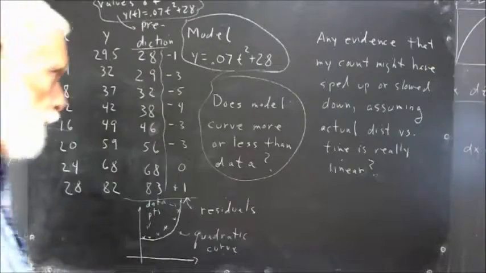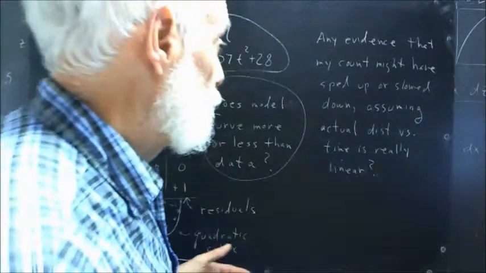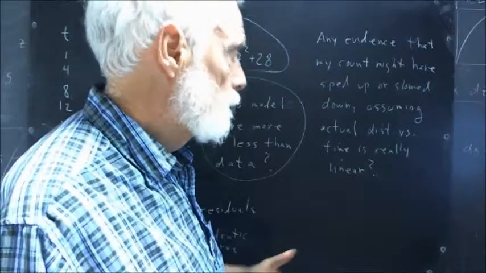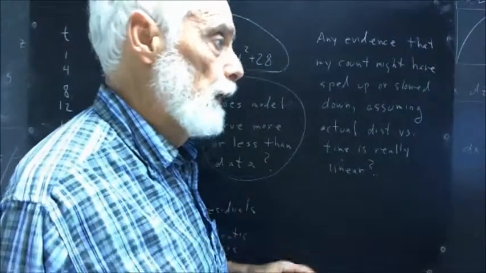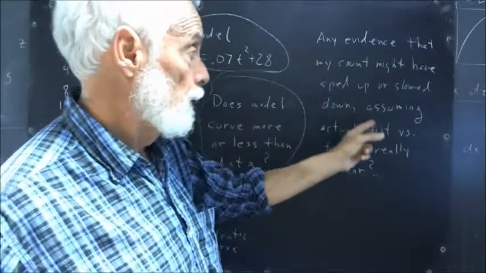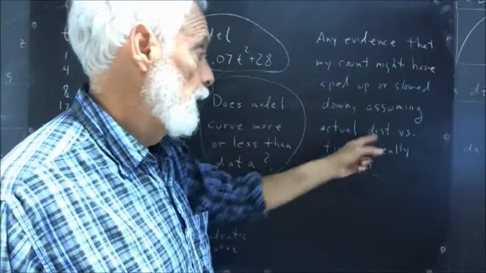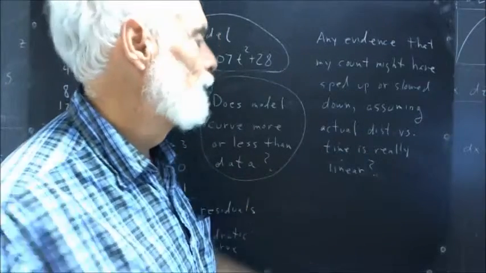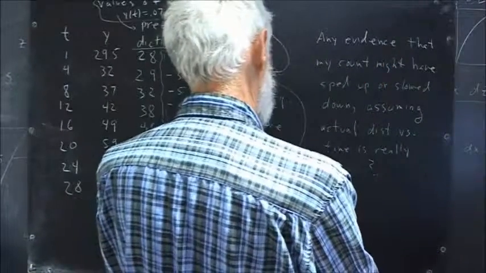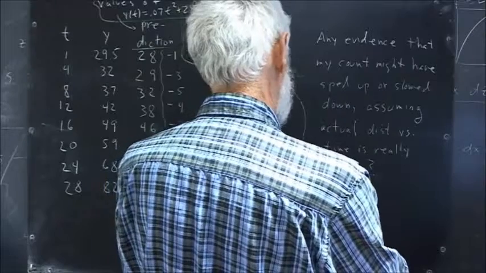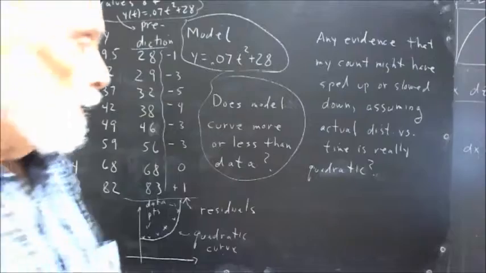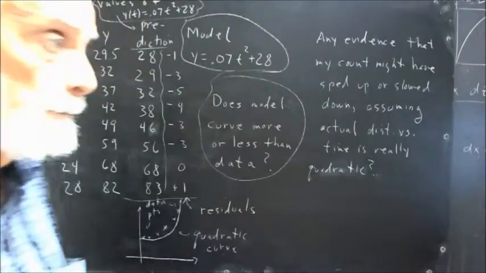So, a couple of leading questions, and I don't expect most people are going to come up with really profound insights on this, but it's worth thinking about. Is there any evidence that my count might have sped up or slowed down, assuming the actual distance versus time is really, I said linear, quadratic? So you might give that question a little bit of thought.